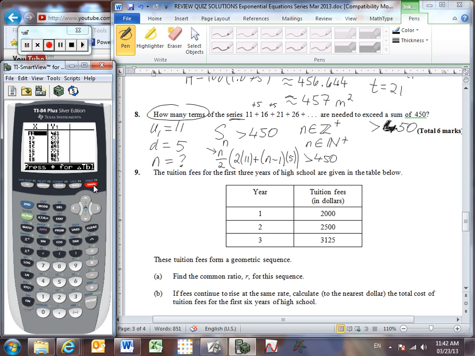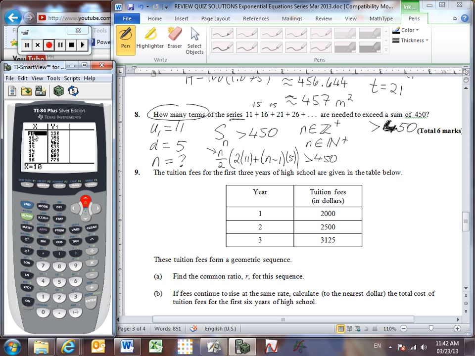Now, we'll notice straight away that we've got a problem with the table. Or maybe we don't. Oh, we've got a problem with the table. I don't see a 450. Oh, it says to exceed a sum of 450. Okay, sorry, I wasn't expecting to see 450 on the table. It just has to be greater than.